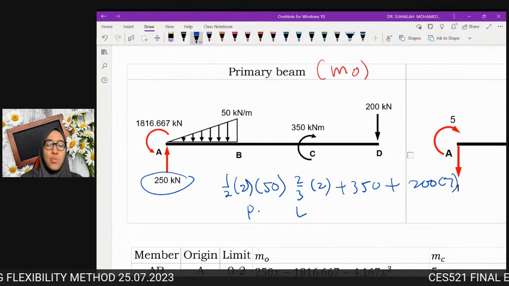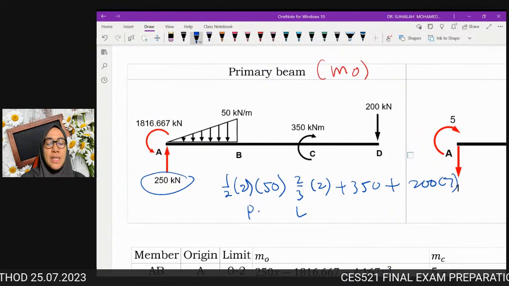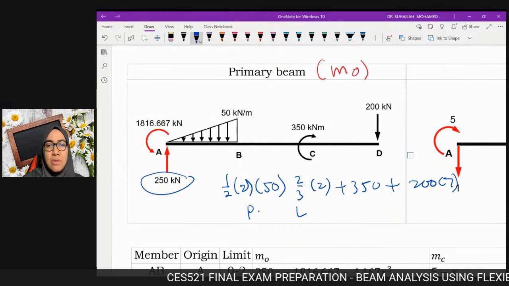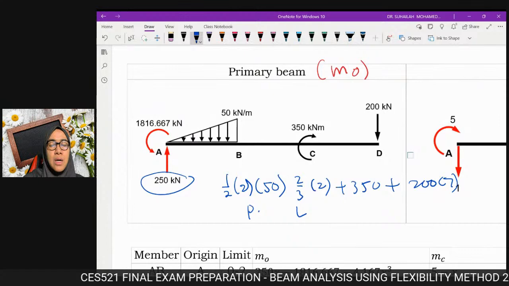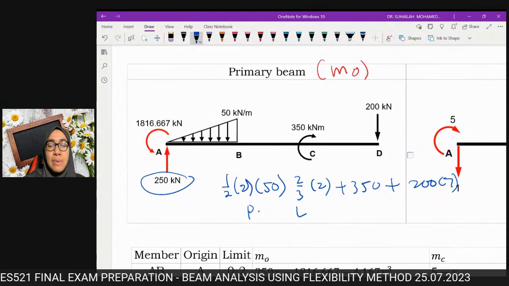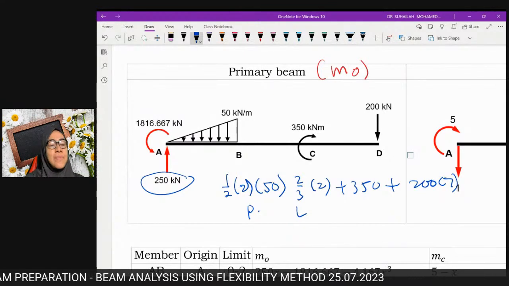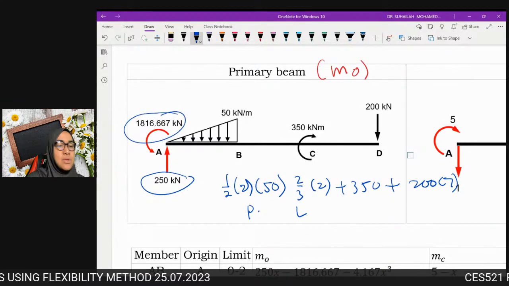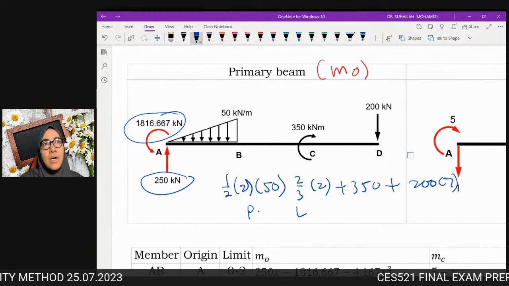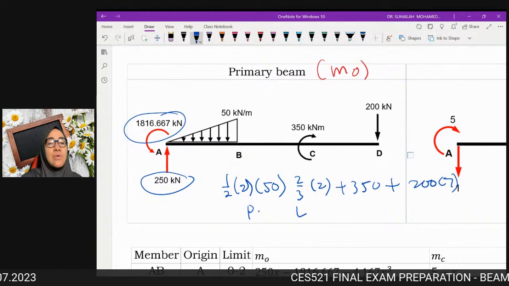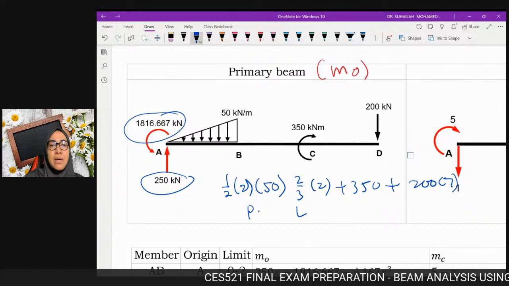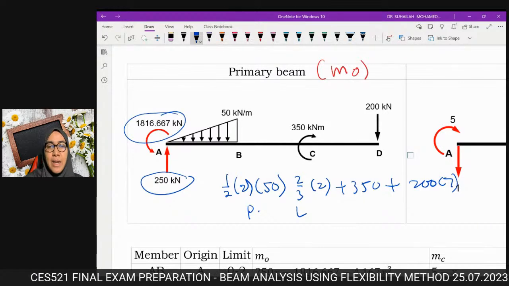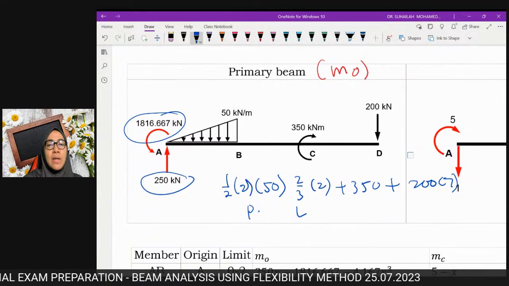It is 1816.667, acting counterclockwise to get the equilibrium condition. So that is why I have put the value here. That is the moment value for MA, considering the triangular load, the moment at C as well as the point load at D times the distance.